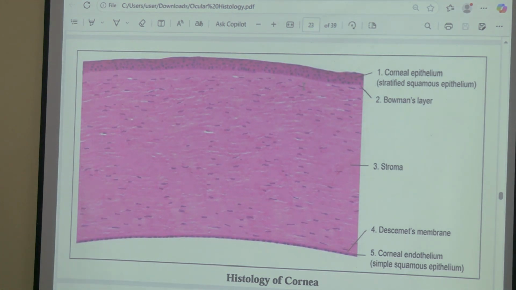So we have studied the first layer, that is the fibrous layer. How many parts are there in the fibrous layer? 2 parts are there. What are they? Sclera and cornea. How many layers are there in sclera? 3 layers are there in sclera, and in cornea 5 layers are there. Okay, so in each and every layer, whatever is present, we have discussed. After the fibrous layer, what is the next layer?